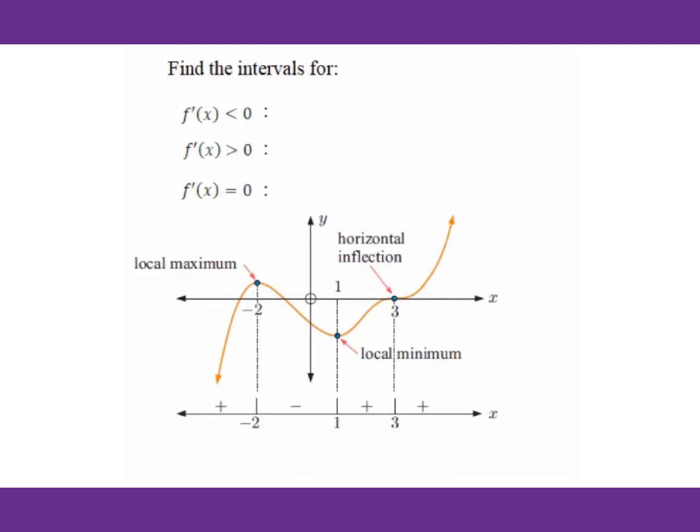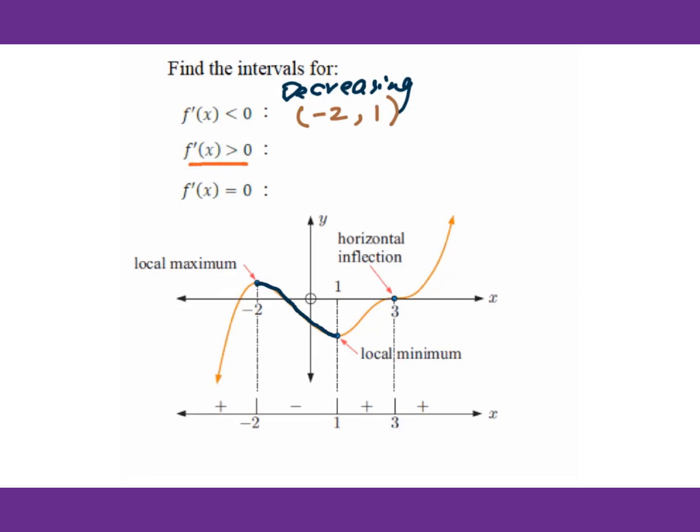For example, find the intervals for f prime of x less than 0. That means we need a decreasing function. This is decreasing. Therefore, the interval will be from -2 to 1.